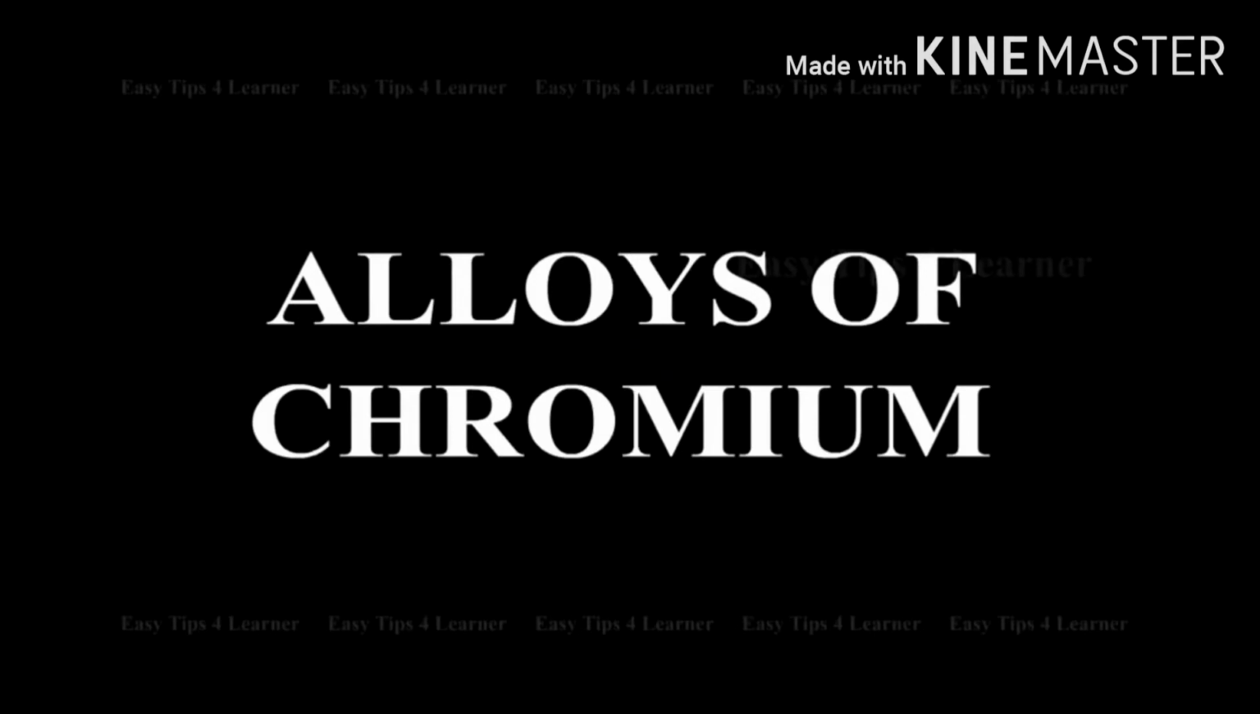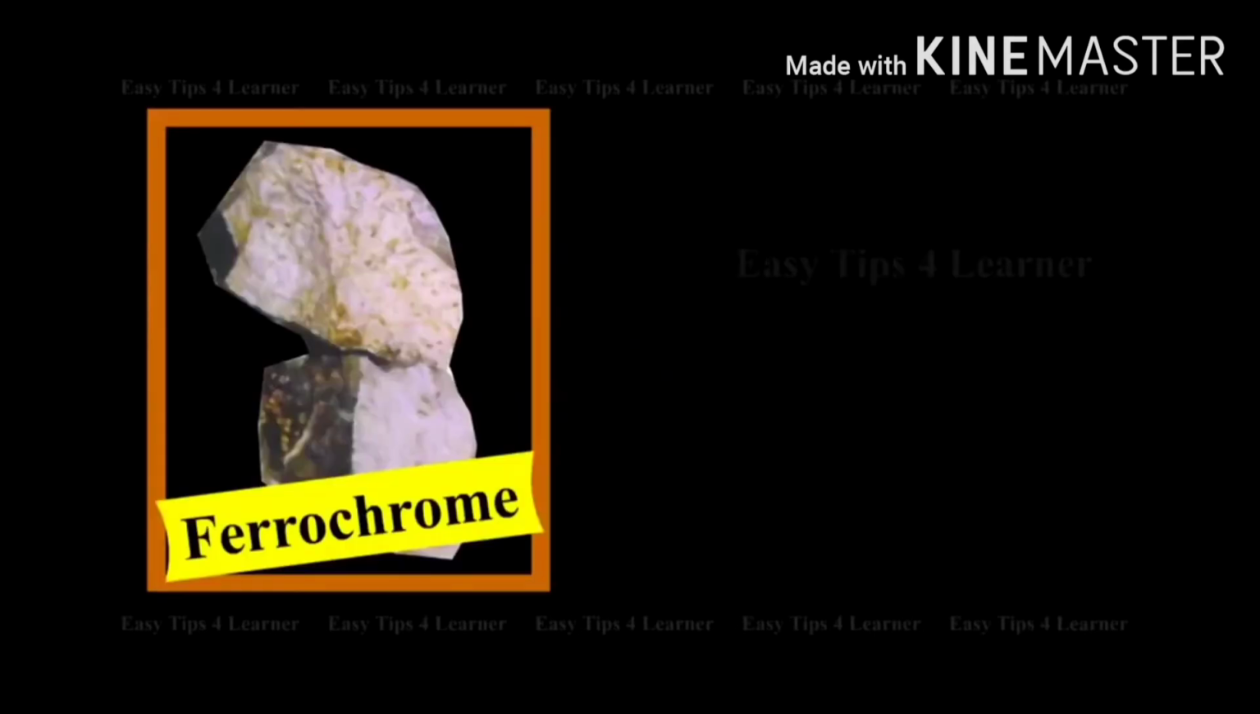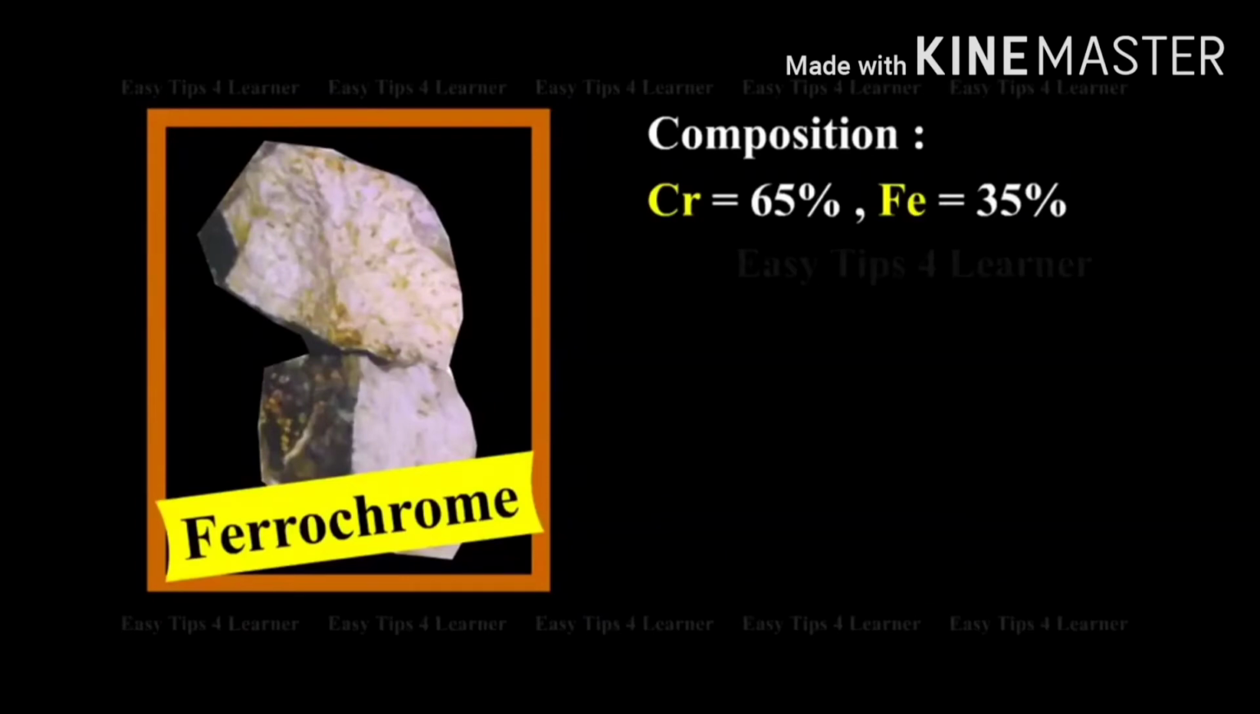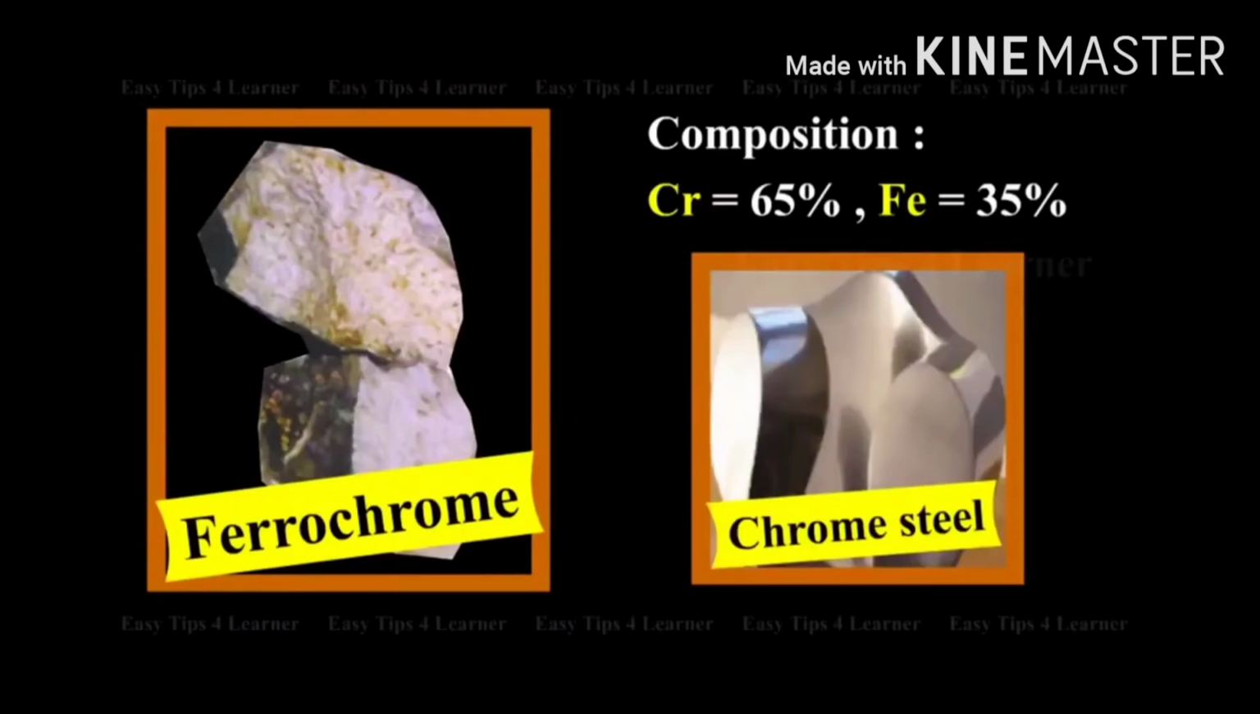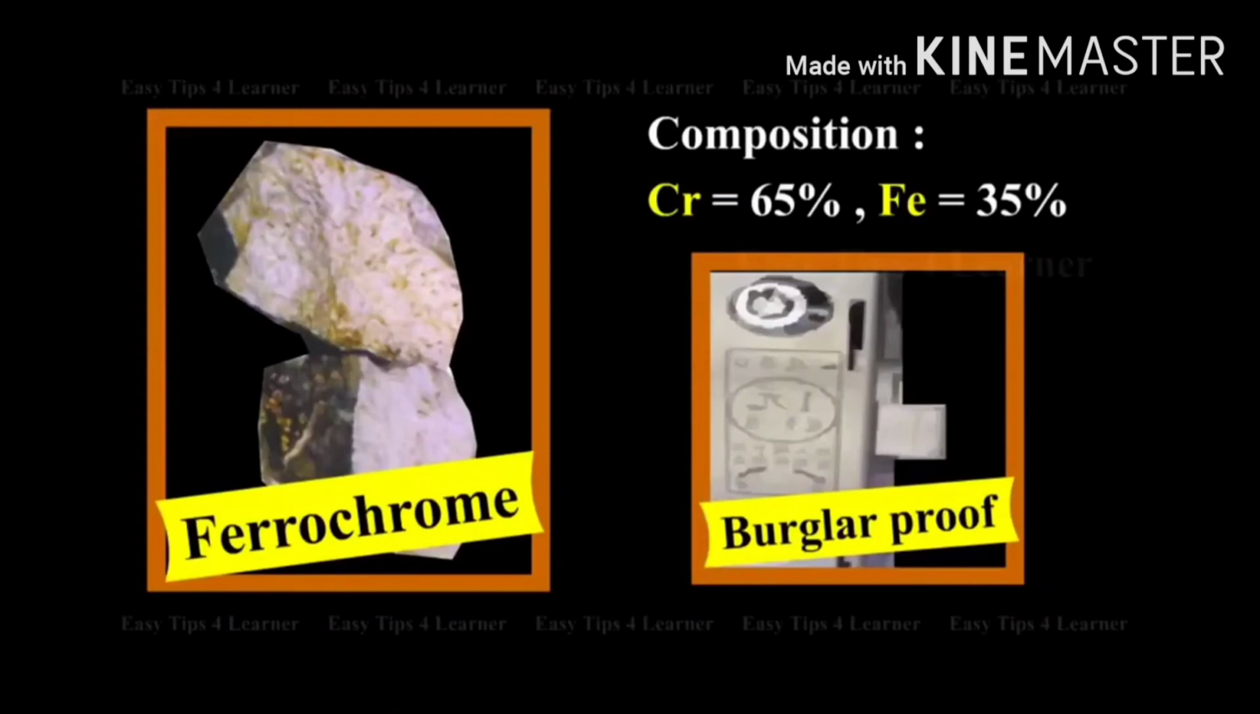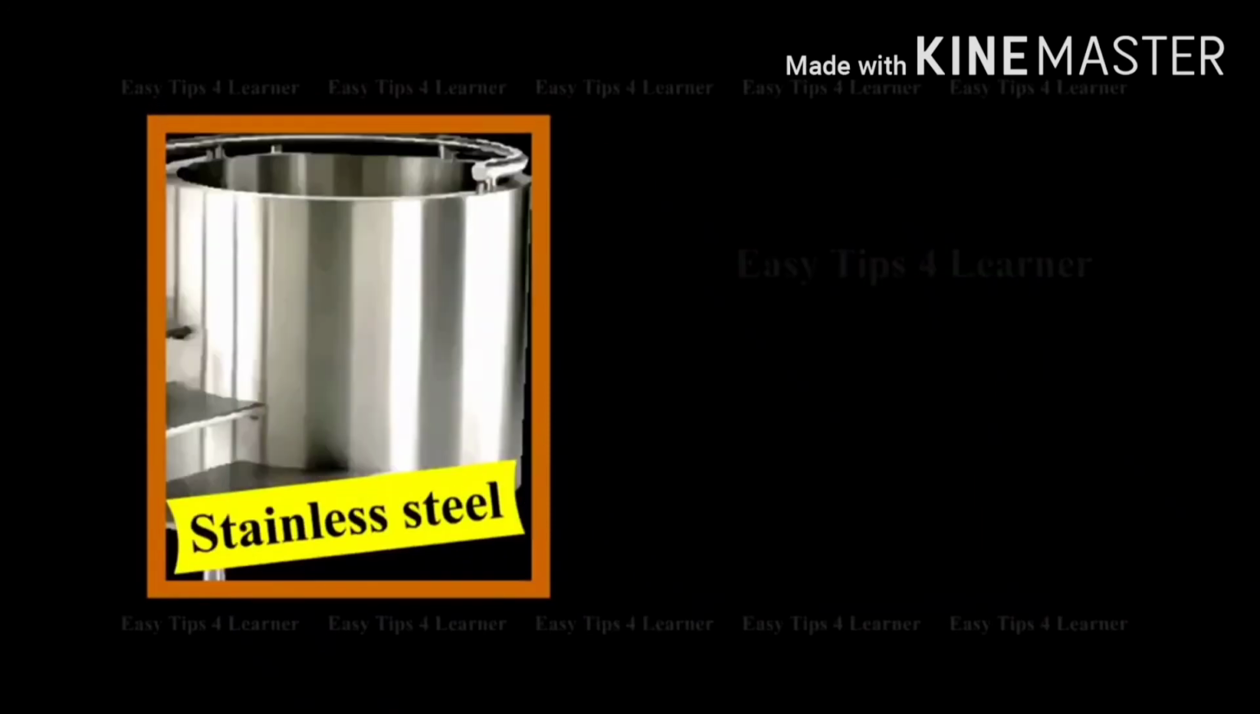For example, alloys of chromium we may see. The first one is ferrochrome. The composition is chromium 65%, iron 35%. See here, two components are there in that. It is used in the manufacture of chrome steel and burglar-proof alarms.